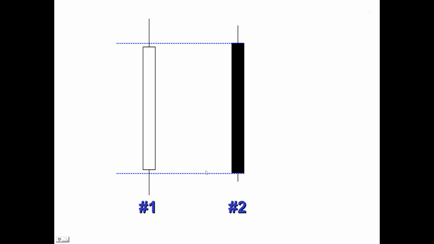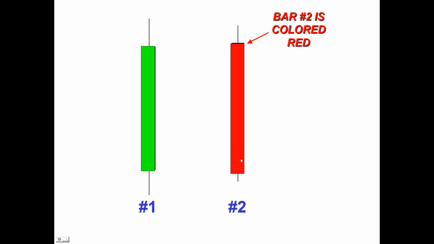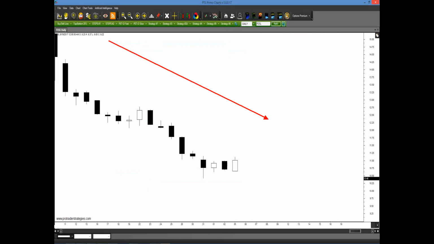Now, usually conventional wisdom would tell us that we want to find that at the top of an uptrend. But remember, there's no consistency in that old, outdated way of looking at this. We just want to make sure that bar number 2 is colored red once we apply the PET-D. This is giving us a high probability setup for whatever we're looking at, whatever time frame, whatever market to go lower.